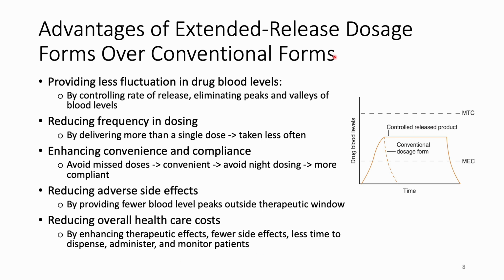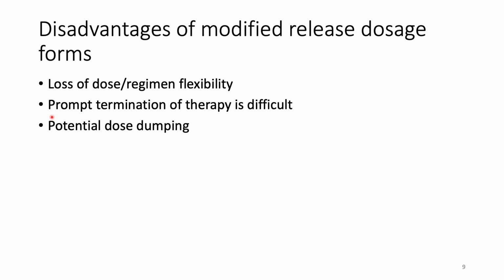Although the modified release dosage forms have a lot of advantages, these dosage forms have some disadvantages. First is the loss of dose or regimen flexibility. Because the frequency of use is just 1 or 2 times a day, any adjustment will be limited. The second disadvantage is that prompt termination of therapy is difficult. Because this one has a long release, any termination of therapy needs to wait until the drug is eliminated out of the body.